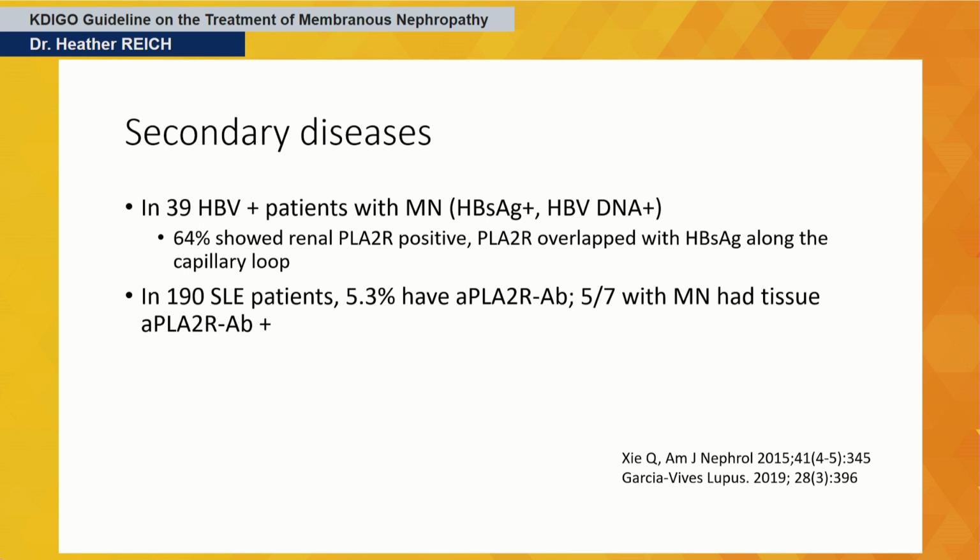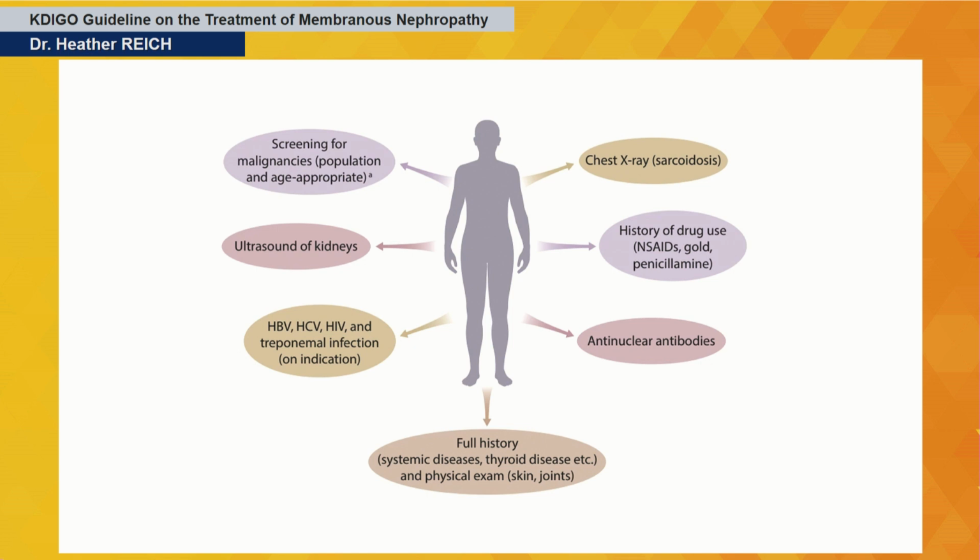5 out of 7 in this study that had membranous nephropathy had tissue anti-PLA2R antibody positivity. So again, as the KDIGO guidelines suggest, these antibody tests are not sufficient to rule out secondary disease. The new KDIGO guidelines clearly illustrate that anti-PLA2R antibody testing does not negate the need for solid screening for secondary causes of membranous nephropathy.